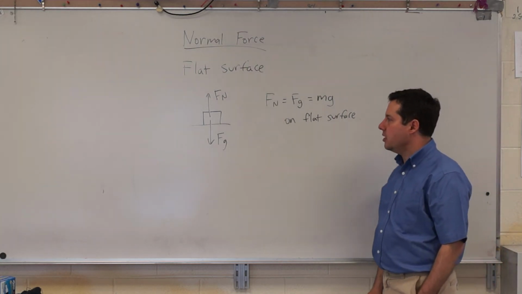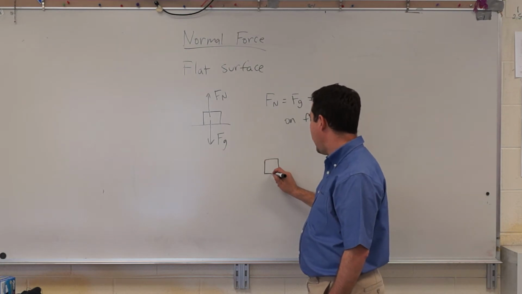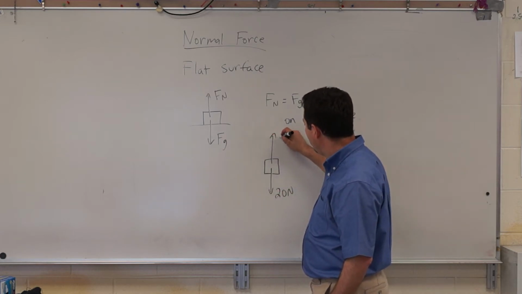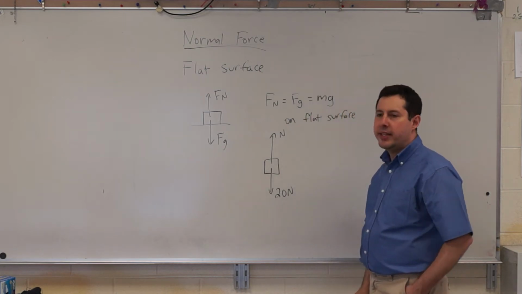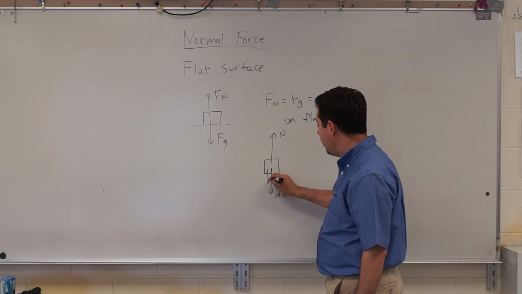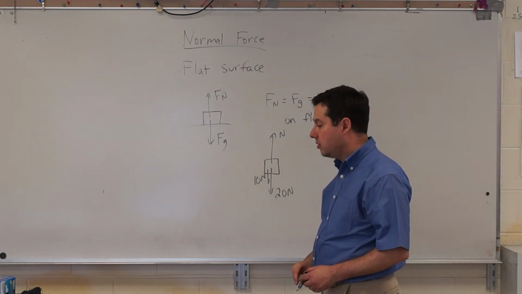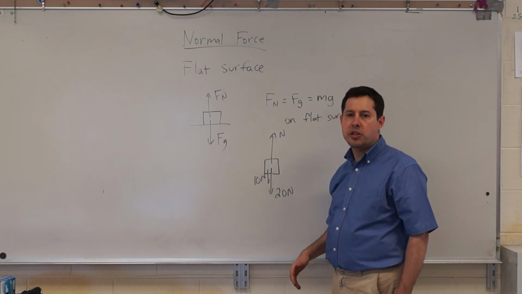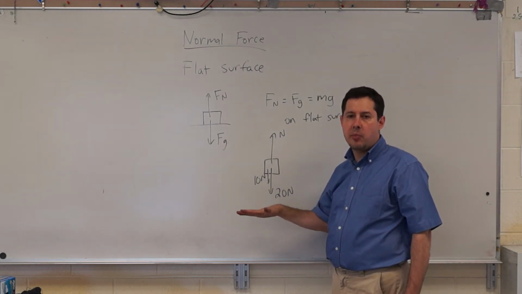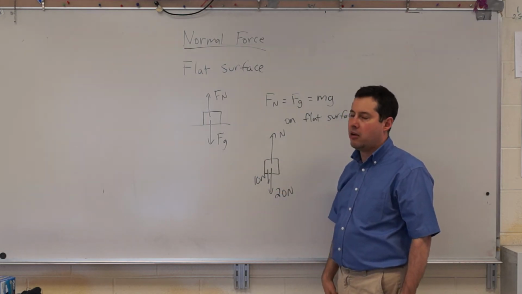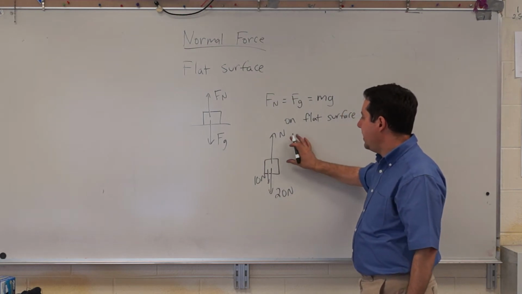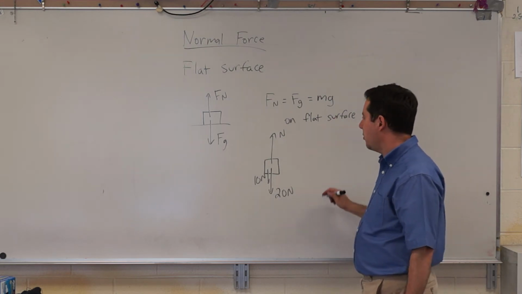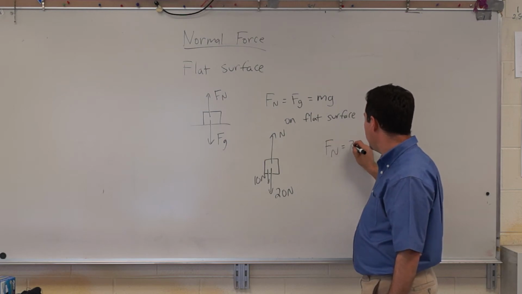There are times when it might not be equal to your weight. So for example, let's say that you have a block like this that is a 20 Newton block, and you know that it has a normal force. But let's say in addition to the weight, maybe you are pushing down on the block with another 10 newtons of force. It's still not going to go down into the table. So this has got to be balanced vertically up and down. Your normal force is going to equal the weight plus whatever you're applying. So in this case, your normal force has got to be 30 newtons.